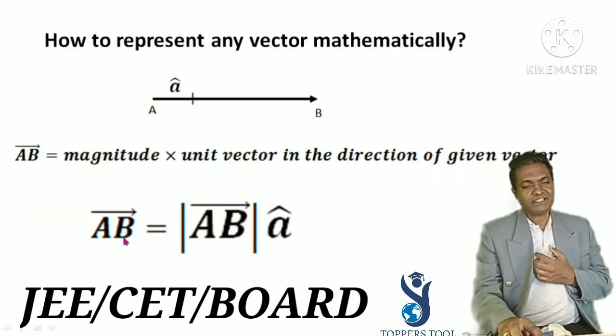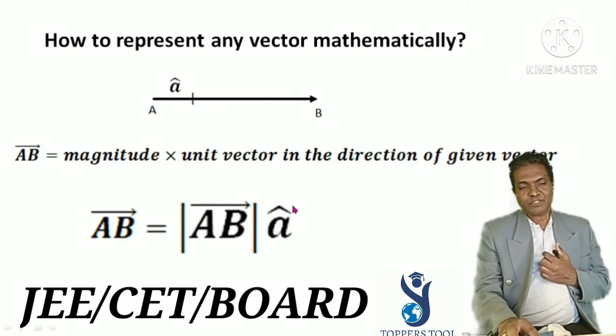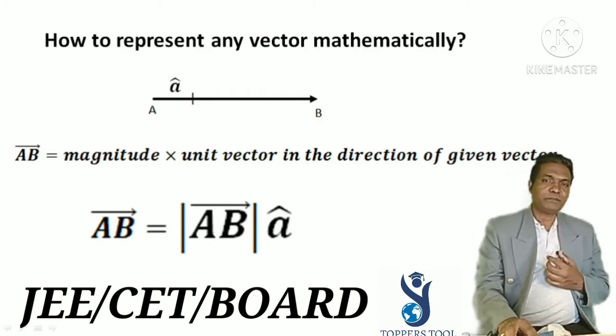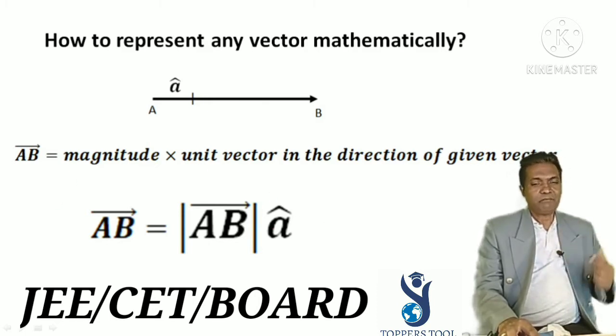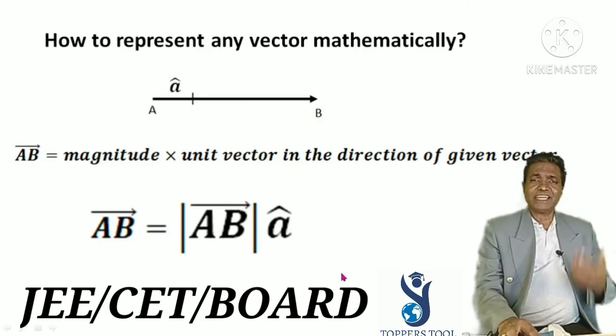So vector AB can be written as magnitude of AB into a cap. This is the standard way of representing a vector mathematically, that is, magnitude multiplied by direction. So a cap is nothing but the direction.